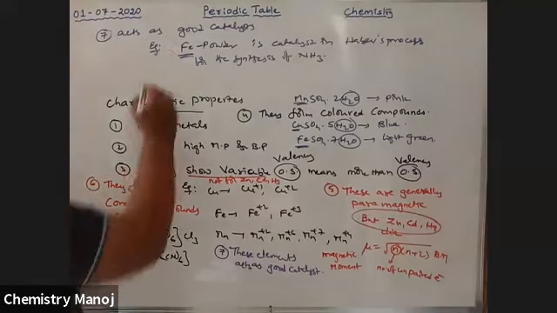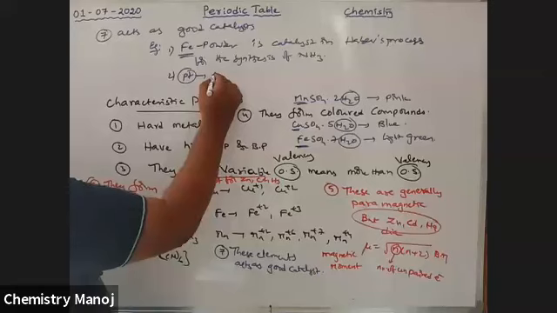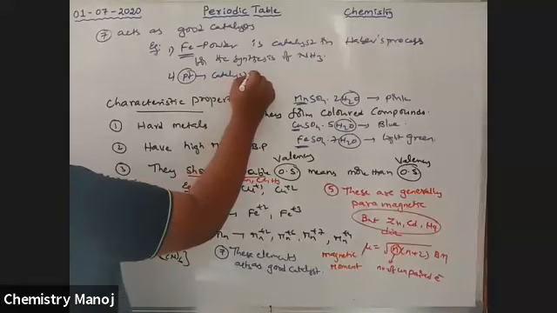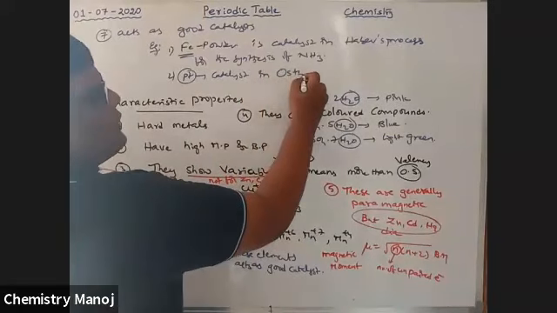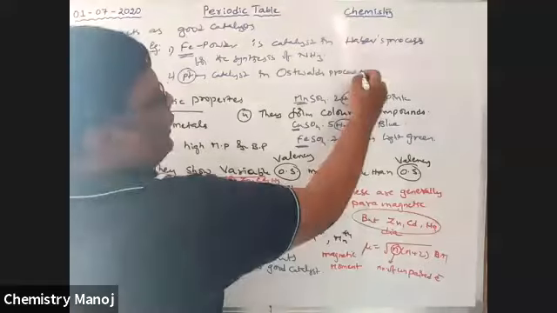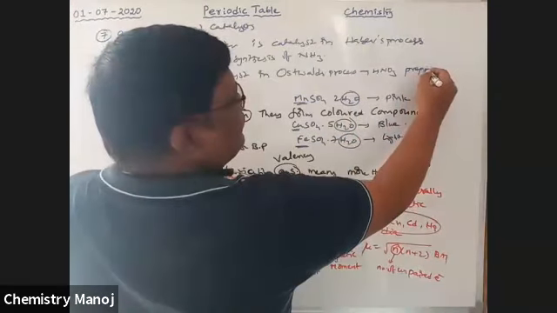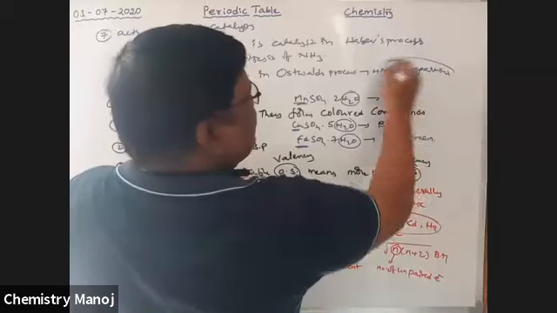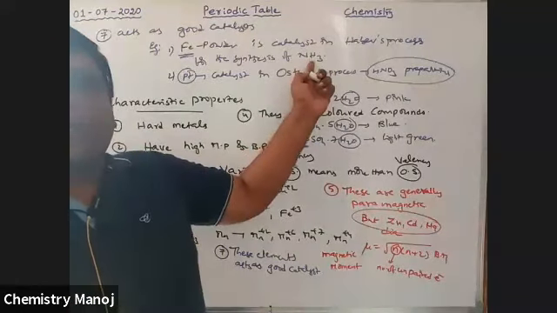Okay. Next, platinum, our D block element, is a catalyst in Ostwald's process. It is for HNO3 preparation. Ostwald process is HNO3 preparation. In the HNO3 preparation, platinum metal acts as catalyst.